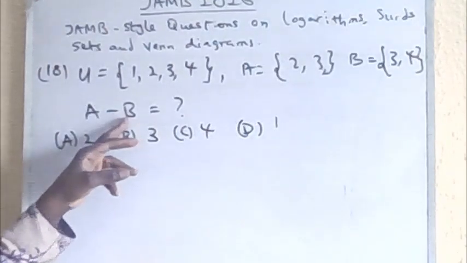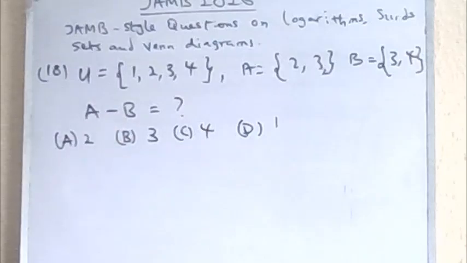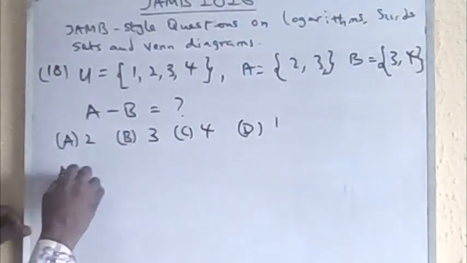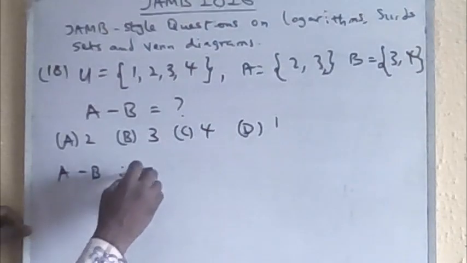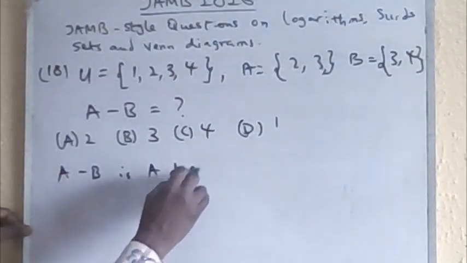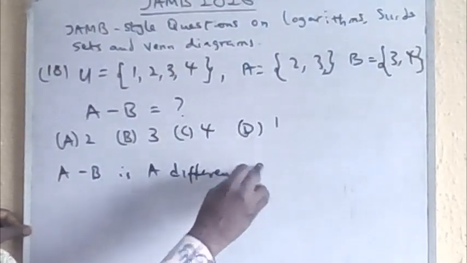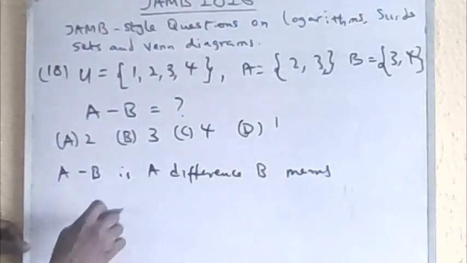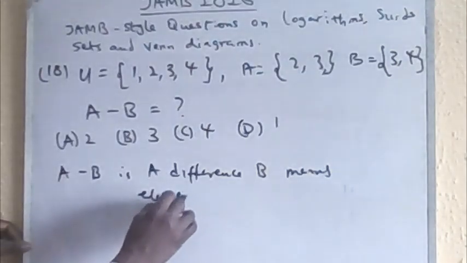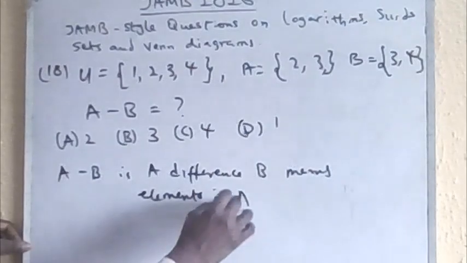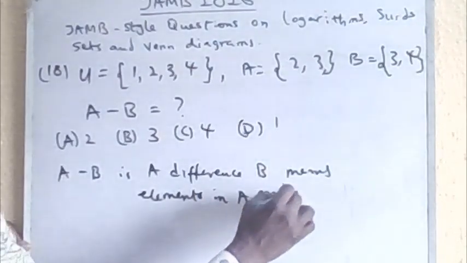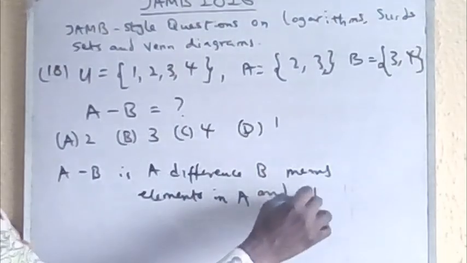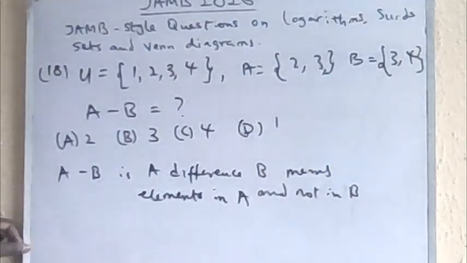Let me repeat on the board. A difference B means elements in A and not in B. Okay, so this is A. It is elements in A, not in B.